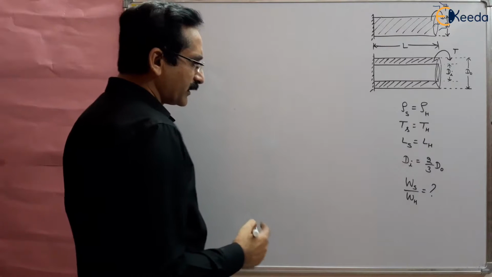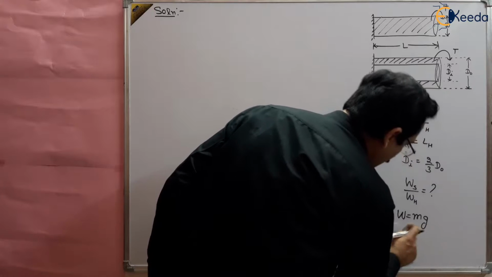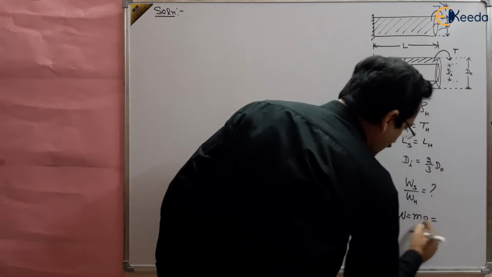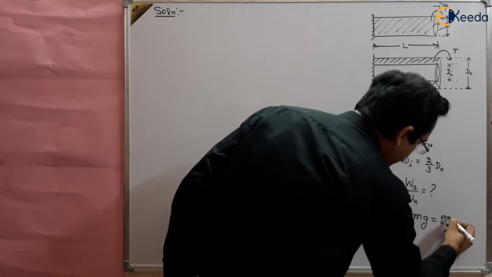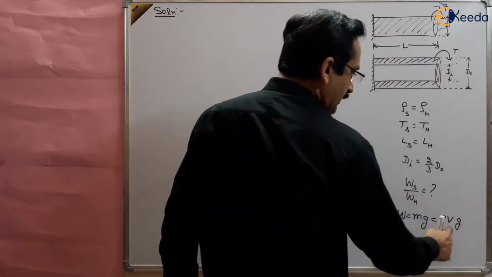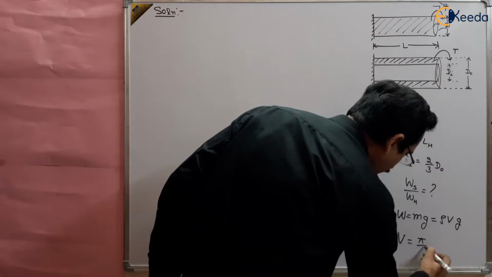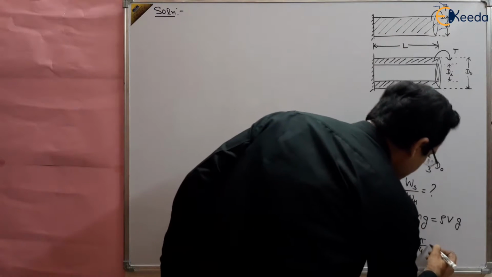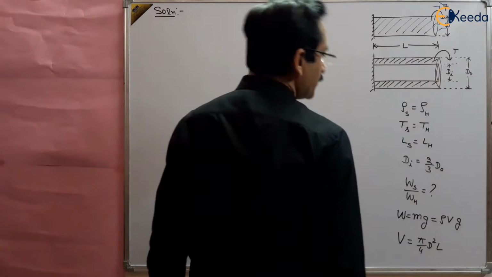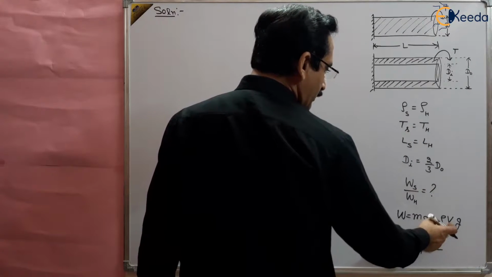So you should know what is weight. When we say weight, that is equal to mg, mass into acceleration due to gravity. But what is mass? Density multiplied by volume, multiplied by g, rho V g, right? And what is volume? Volume is pi by 4, for solid shaft it is d square multiplied by the length, right? And for hollow shaft, this will be d naught square minus di square, right? So this is how we will proceed. We will find out rho V g.